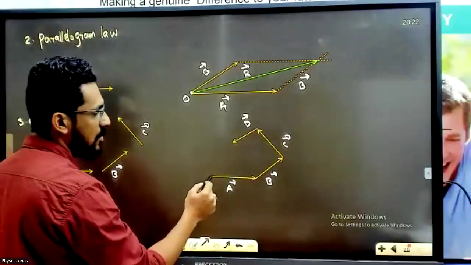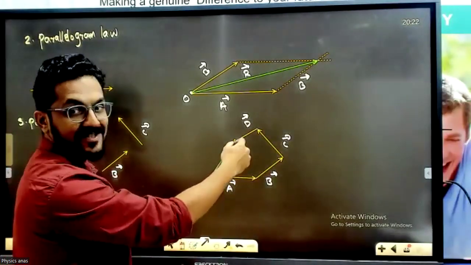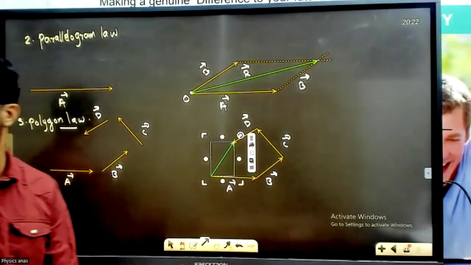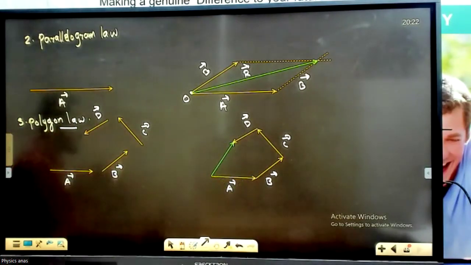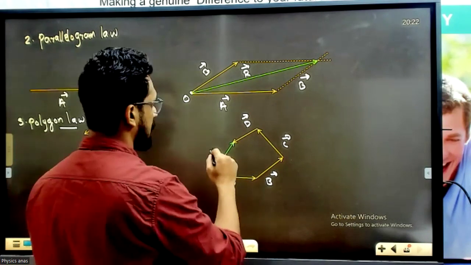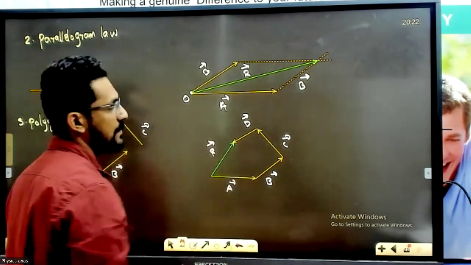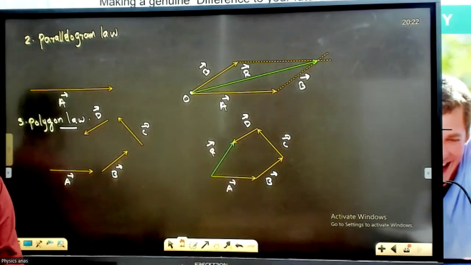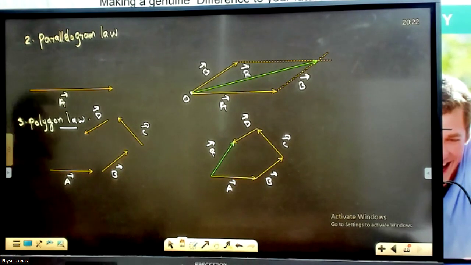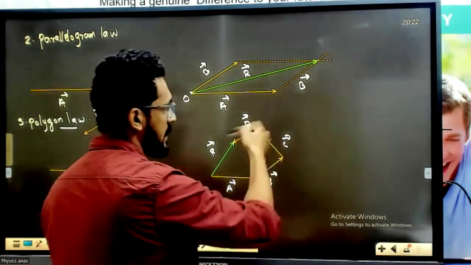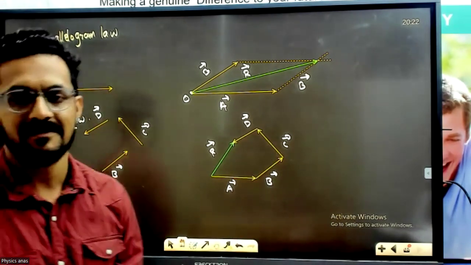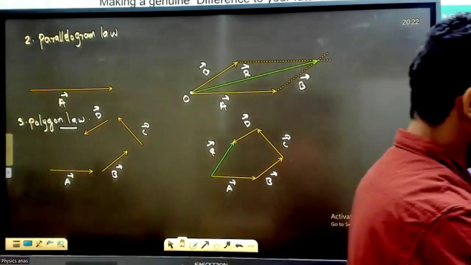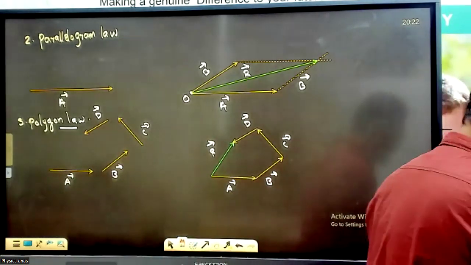Resultant will be the closing side of the polygon in reverse order. Now this is the resultant. Got it? A, B, C, D are in the same order, but the resultant is in reverse order. That's the polygon law. You can write it if you want.